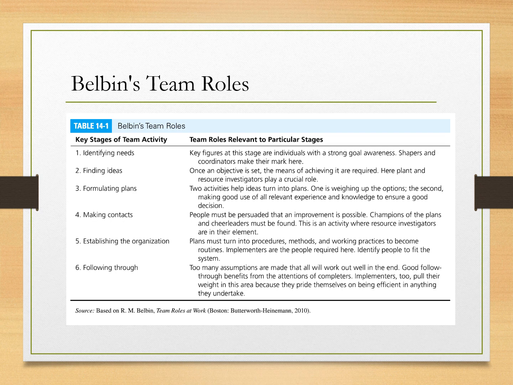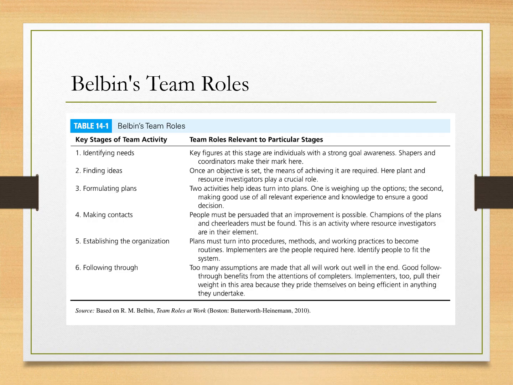Let us look at the team roles, which show us that a successful team needs different types of people performing specific functions at different stages. The table breaks team activity into 6 key stages. First, identifying needs. This is where a shaper and coordinator with strong goal awareness set the direction.